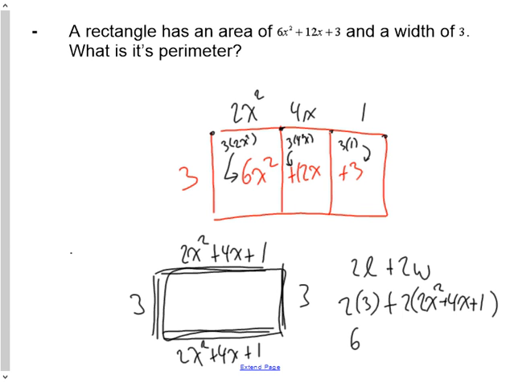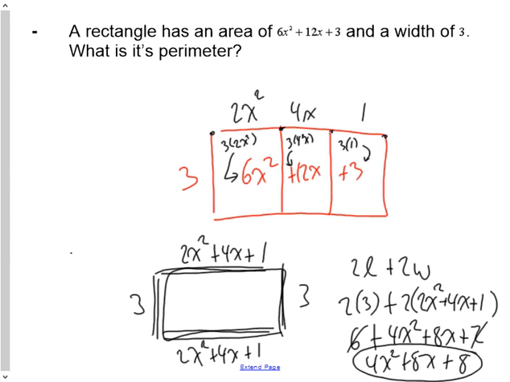So 2 threes is 6, and 2 of those would be 4x squared plus 8x plus 2. When I gather my like terms, I end up with 4x squared plus 8x plus 8. And that's what the perimeter is. The perimeter is 4x squared plus 8x plus 8.